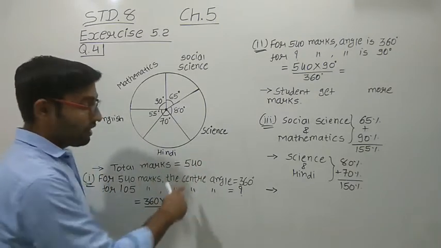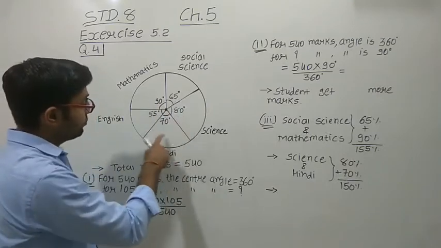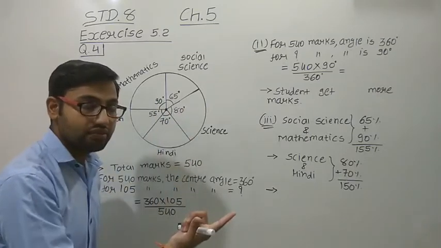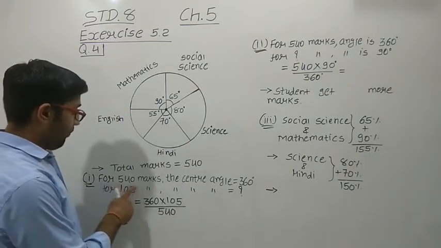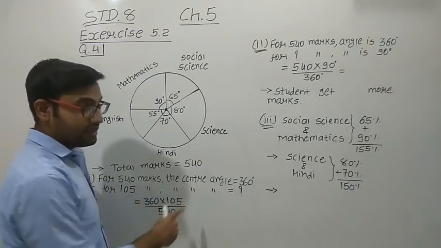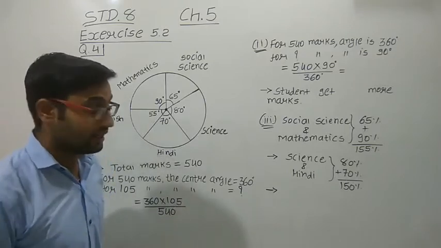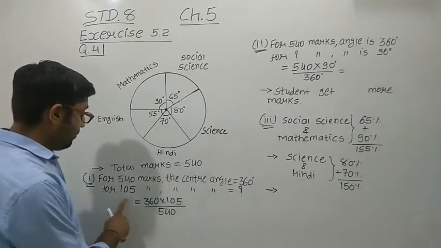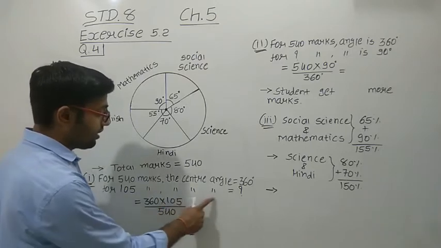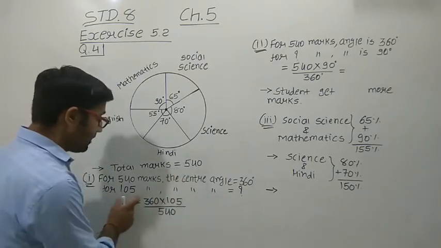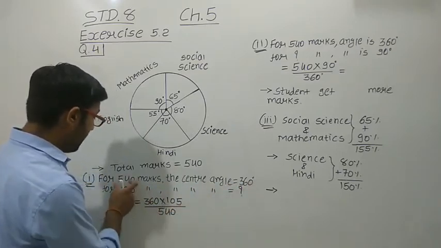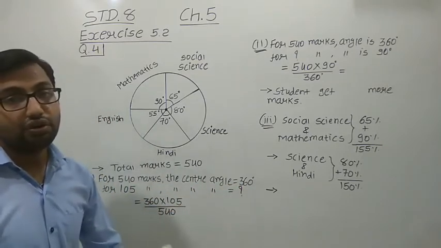So this 540 marks is distributed using these angles, right? Now we have to find out that if for 540 marks the central angle is equal to 360 degrees, then for 105 marks the central angle is how much? So we have to multiply this 105 and 360 degrees and divide it by 540.